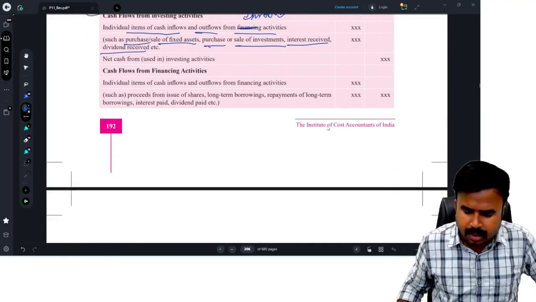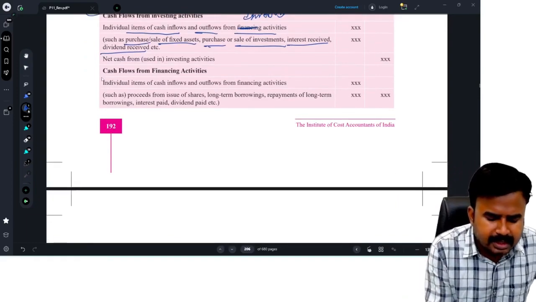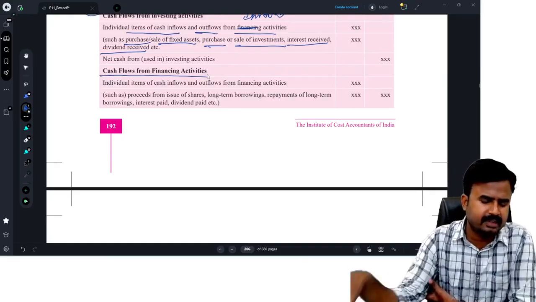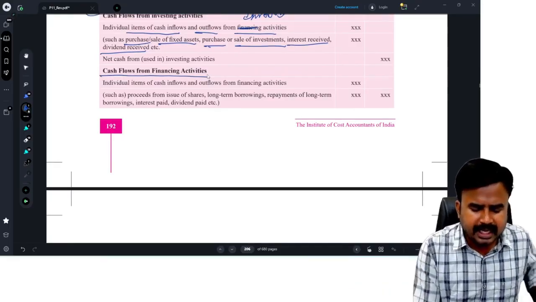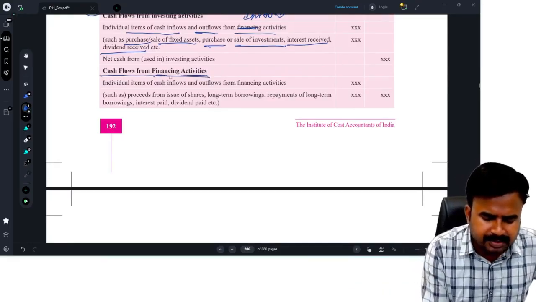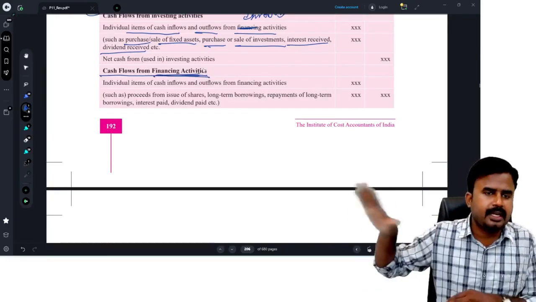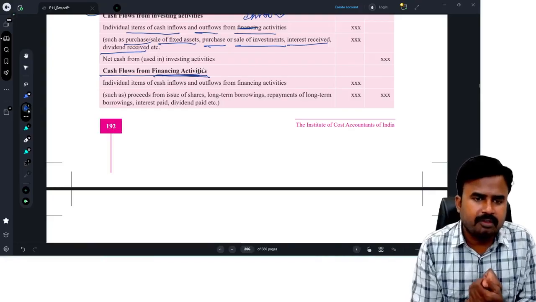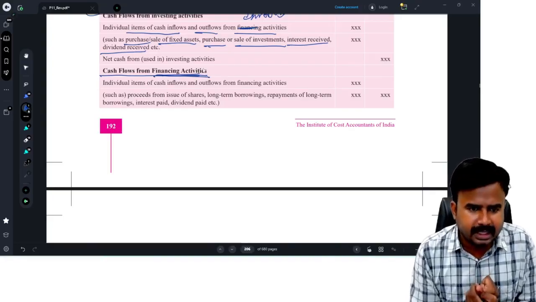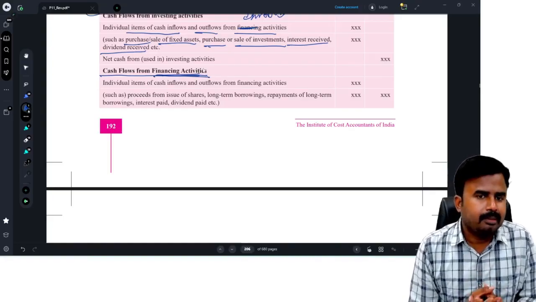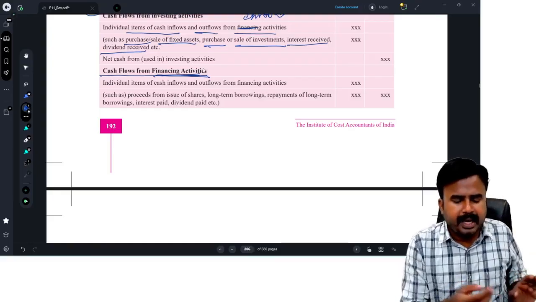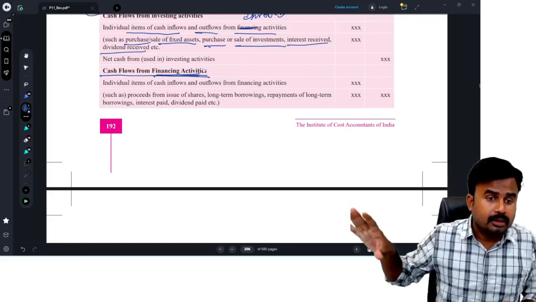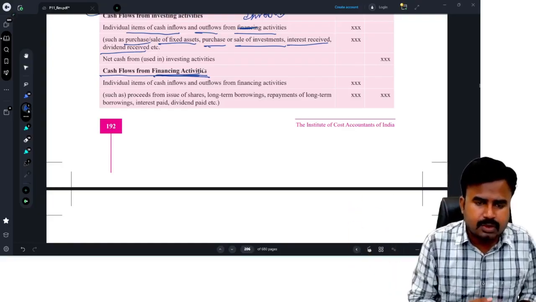Okay. Now go for the third transaction. Cash flows from financing activities. So what are the transactions in cash flows from financing activities? Financing activities means you have to consider the transactions like liability side of the transaction. So first we should refer trading account for calculating cash flows from operating activities, and asset side of the balance sheet for preparing cash flows from investing activities, and you should refer the liability side of the balance sheet for preparing cash flows from financing activities.